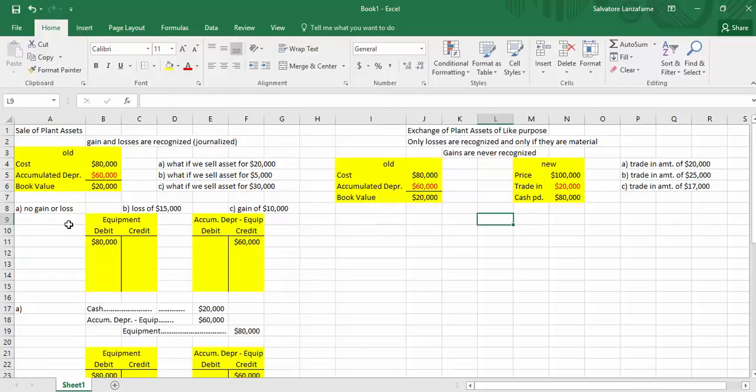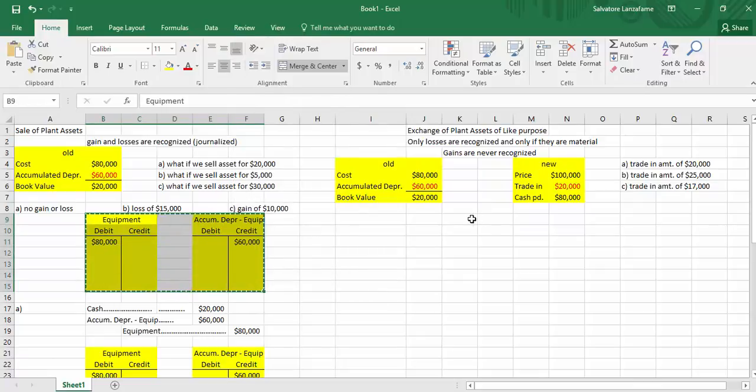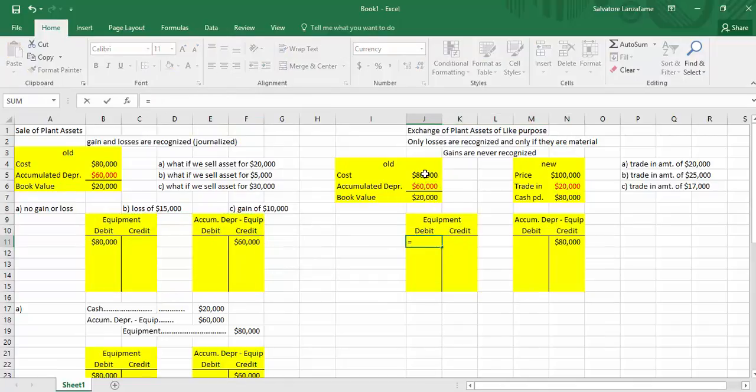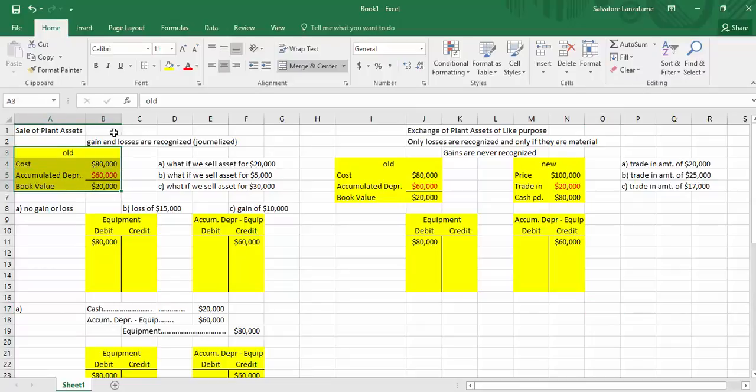So let's go to repeating this data. So again, 80,000 and the accumulated depreciation 60,000. Okay, so that's set in stone. No matter what, that's set in stone. Let's change this to a different color. And we'll change this to a different color and change this to a different color. Alrighty, so let's do scenario A this time.